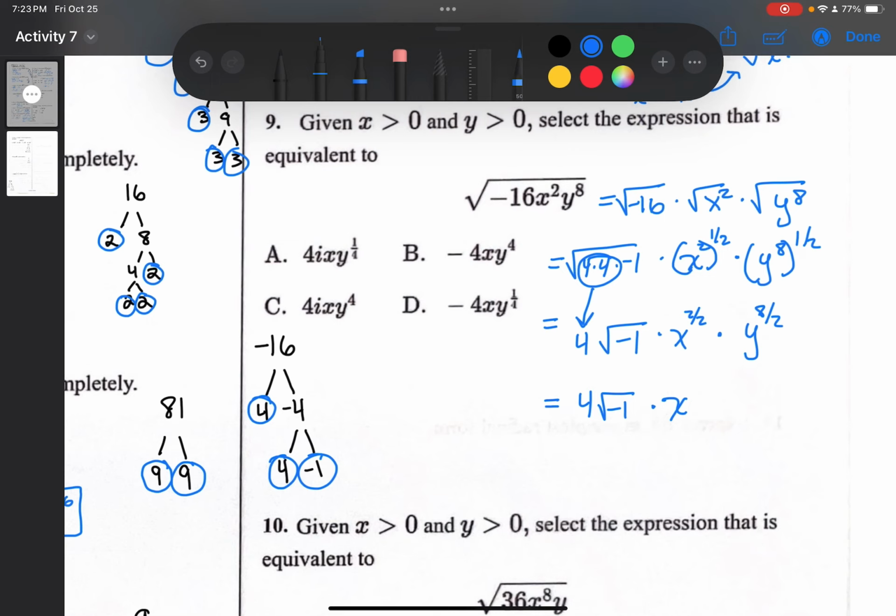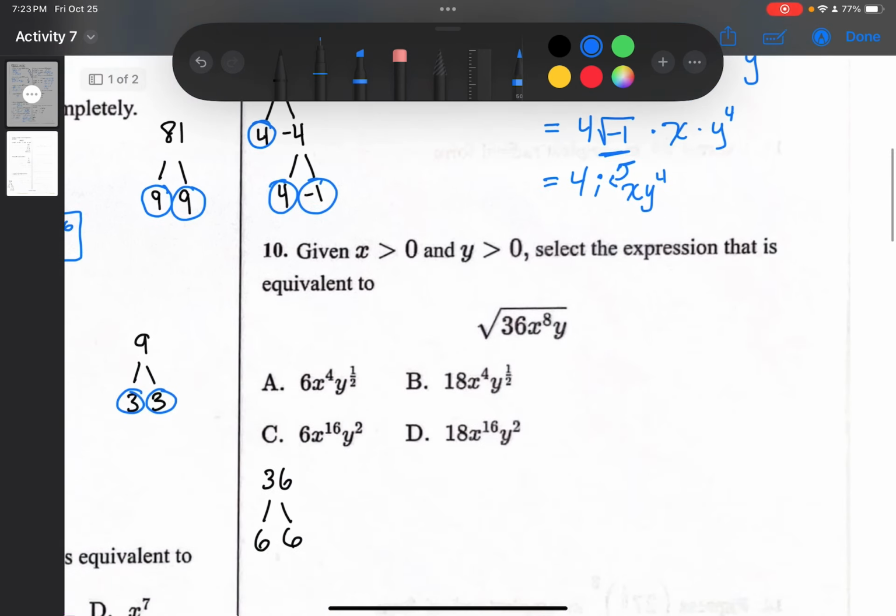So the x, that's just x to the 1, and y to the 4th. Now you can see that this is not in any of the answers, and that is because 4i is the same thing. So then we are left with 4i x y to the 4th, which you'll see is answer C.